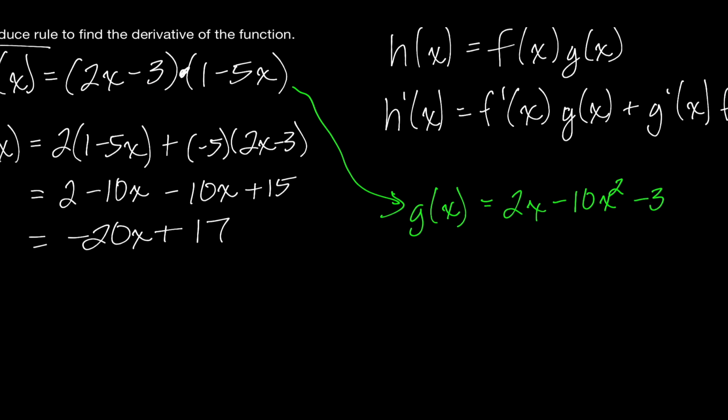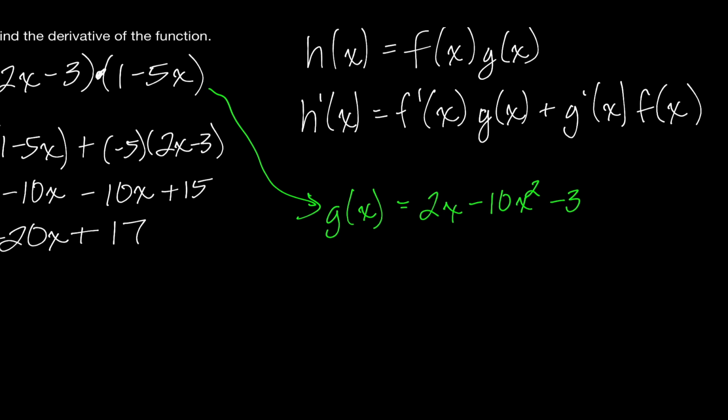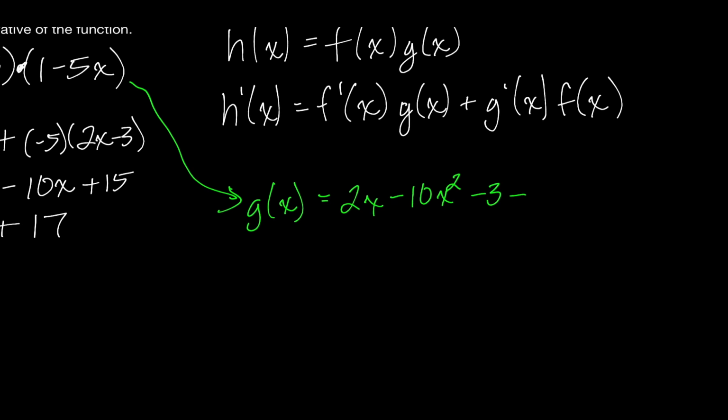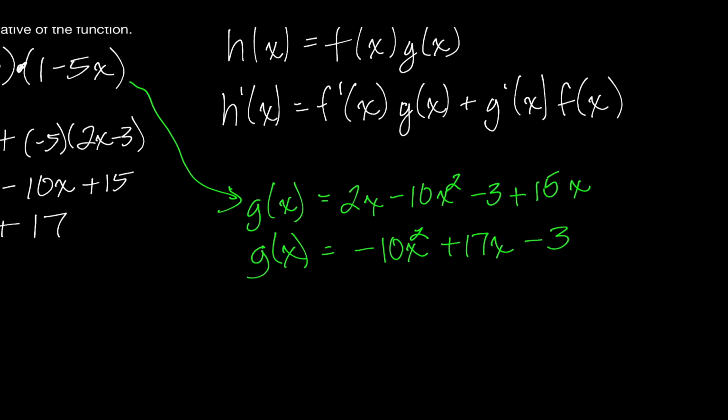And then, let's see, last times last. Negative 3 times negative 5x. That gives me positive 15x. So if I go ahead and simplify this a little bit, this is my g of x multiplied out equals negative 10x squared plus 17x. That's adding this 2x and this 15x and minus 3. So now I'm going to go ahead and take the derivative term by term after I have multiplied it out.